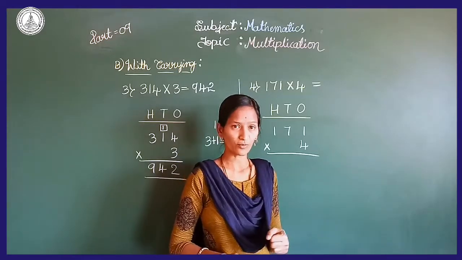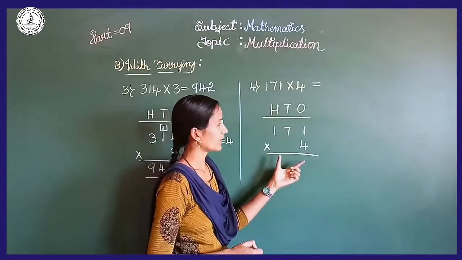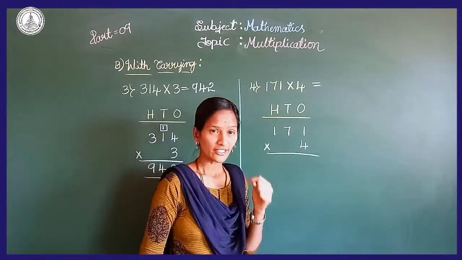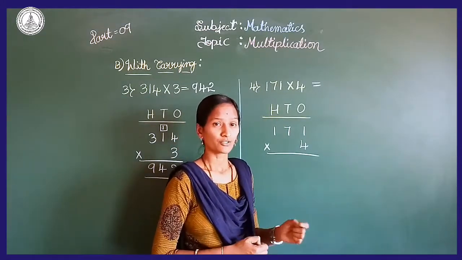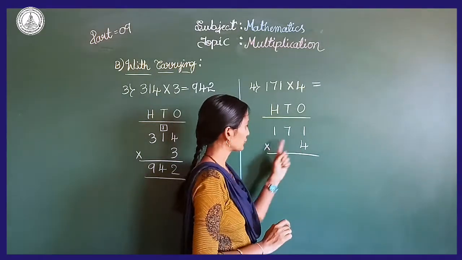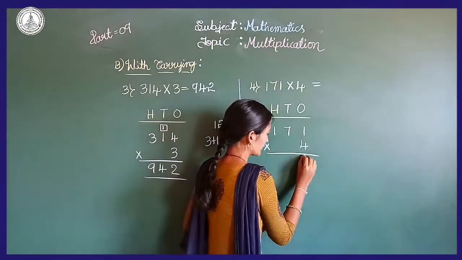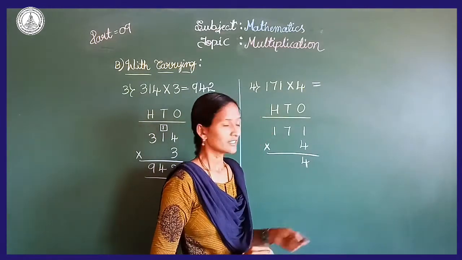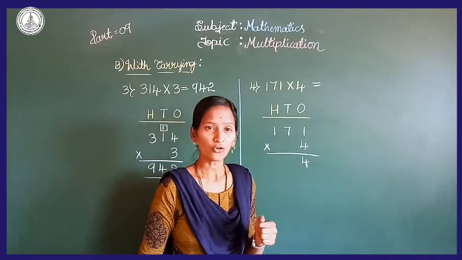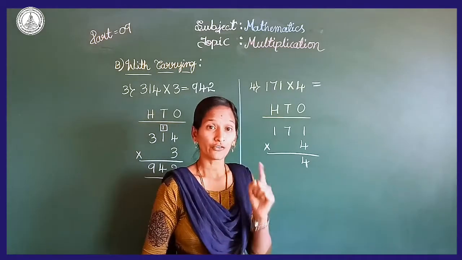Now come to the fourth problem. It is 171 into 4. Right? So here I already arranged the numbers in the separate columns of ones, tens and hundreds. So which is our next step? Here you have to multiply the ones with the multiplier. So 4 into 1, it is 4. Right? So I am writing 4 here. So come to the second one. 4 into 7. In the table of 4, 4 sevens are equal to what? Yes, 4 sevens are equal to 28.